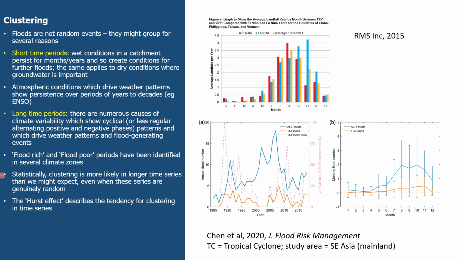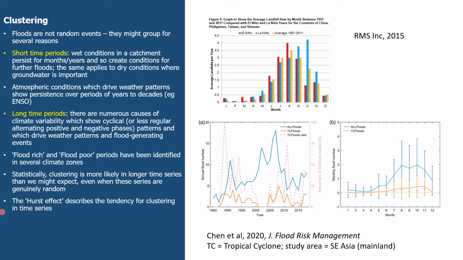This was described by somebody called Hurst over 100 years ago now, initially looking at data from the River Nile that we mentioned in the first lecture. The Hurst effect describes this tendency for clustering in time series. So clustering is real, and floods do tend to cluster, which actually is very important for planning.